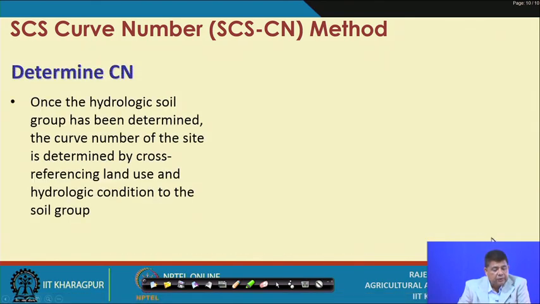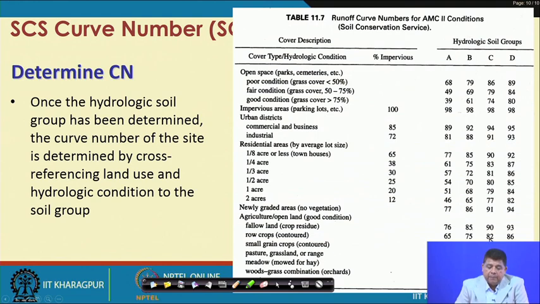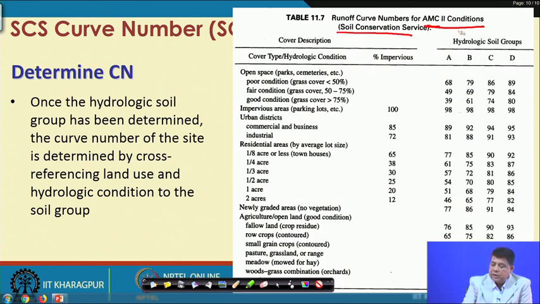And once that is known, then using the cover conditions or cover description and percent imperviousness, we can find out the curve number applicable for a given area or for a given watershed. Now, there is yet another very important component, which is the initial condition, the antecedent moisture condition 2. The standard runoff table given by the Soil Conservation Service is for AMC 2 conditions, and we will come to how AMC conditions are defined.